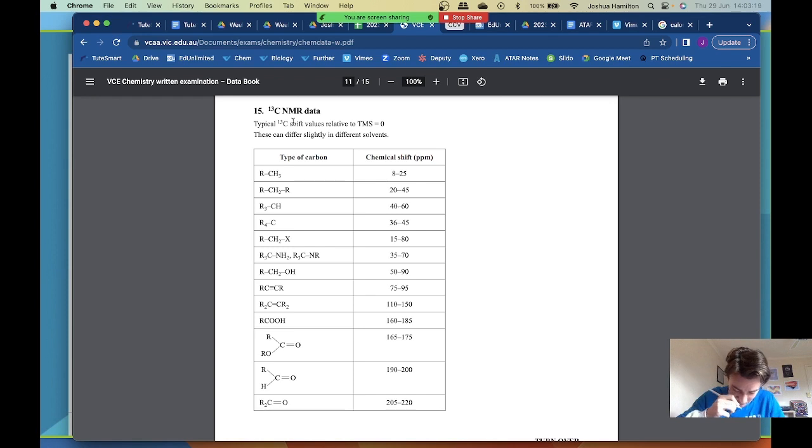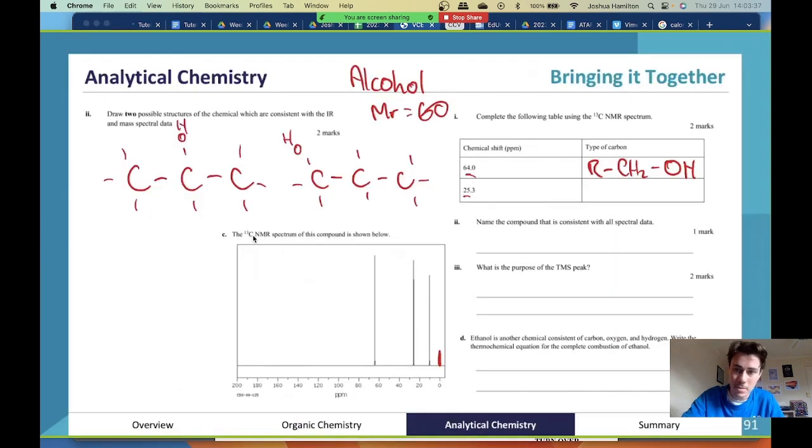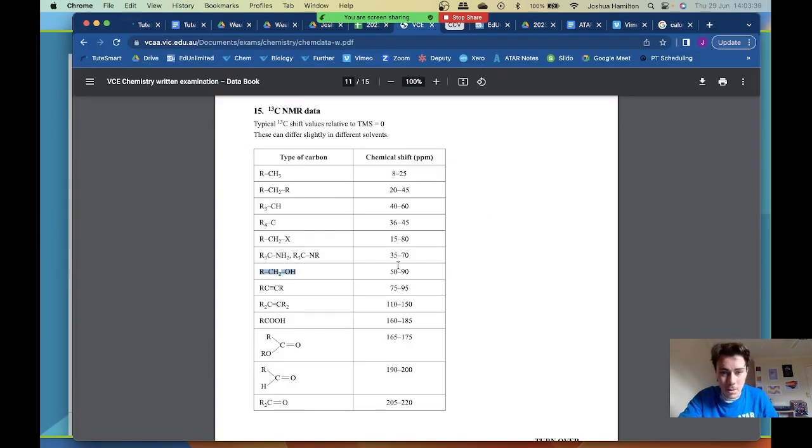at 64 and 25. Well, what are the peaks at 64 and 25? The peak at 64 is probably going to be this here. Probably makes sense. So this is going to be R, CH2OH, and then my peak at 25 is going to be looking at this. Oh, you can't see what I'm writing, but that's what I wrote. And then looking at this, I'd say it's probably this. So R, CH2, R. And it would make sense because it's probably fitting into this molecule here.